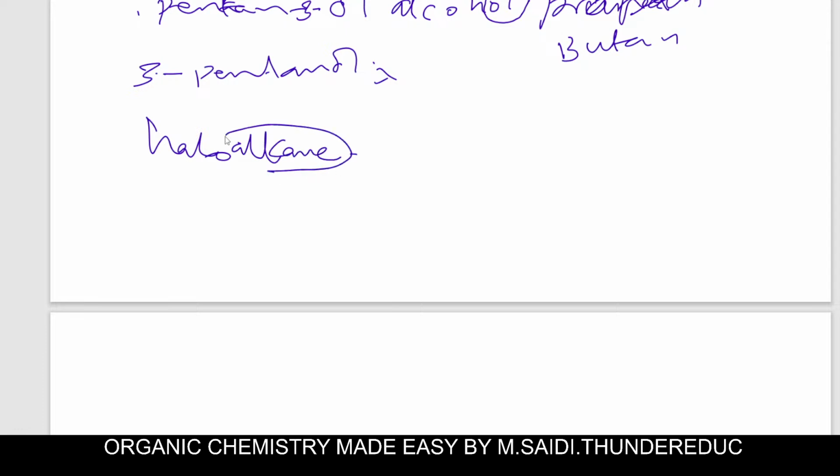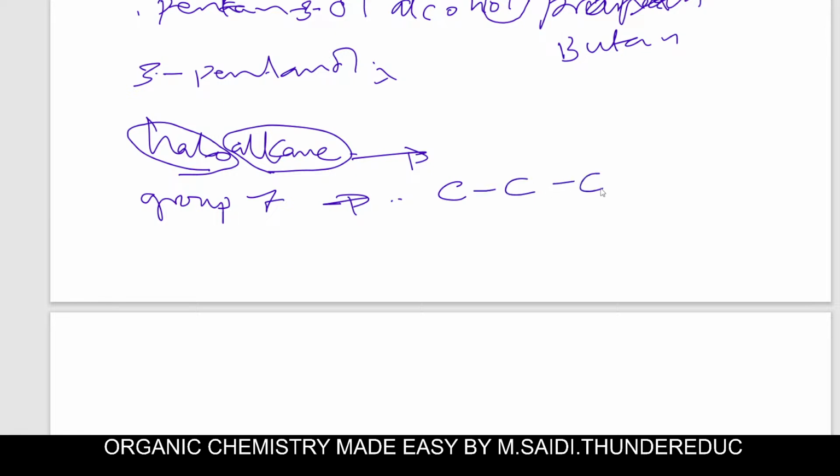They are alkanes, but with a halogen. Halogen is a group 7 element. So if it is an alkane with a group 7 element, you need to know that these alkanes have 1, 2, 3 carbons. Yes, these are alkanes.